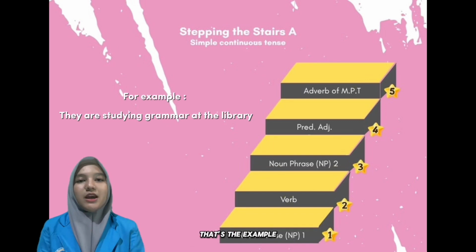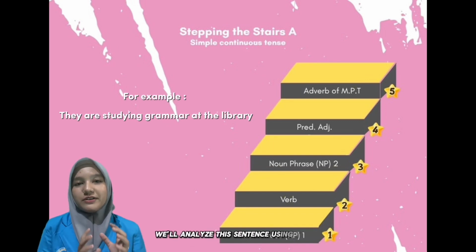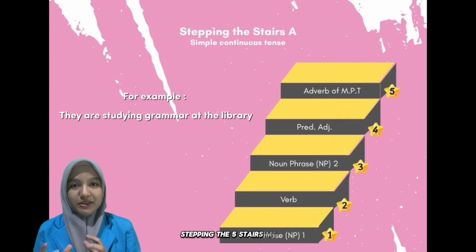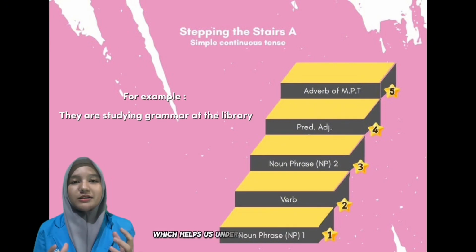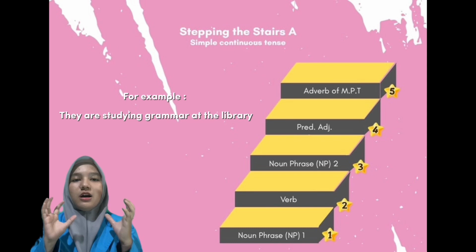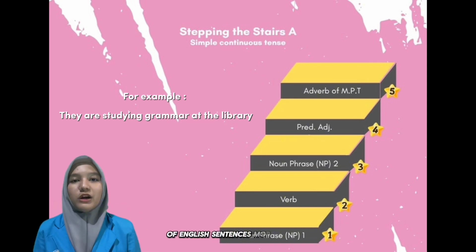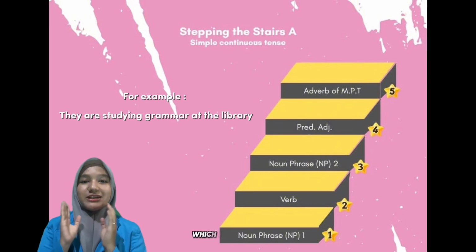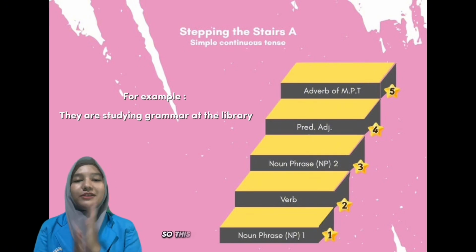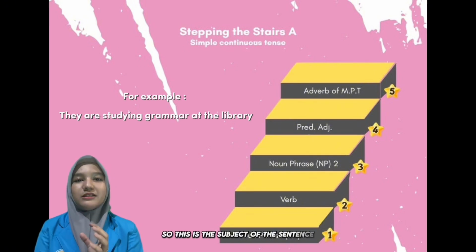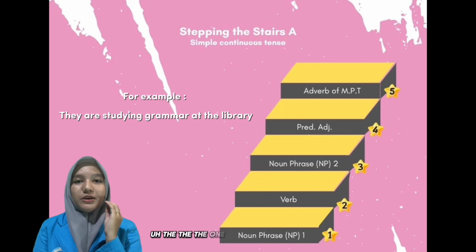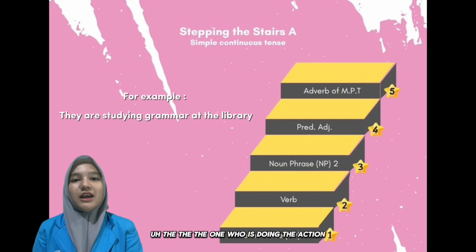That's the example. We'll analyze this sentence using the Stepping the 5 Stairs method, which helps us understand the structures of English sentences more clearly. So let's begin with the first stair, which is noun phrase 1. This is the subject of the sentence, the one who is doing the action. In the sentence, the subject is they.